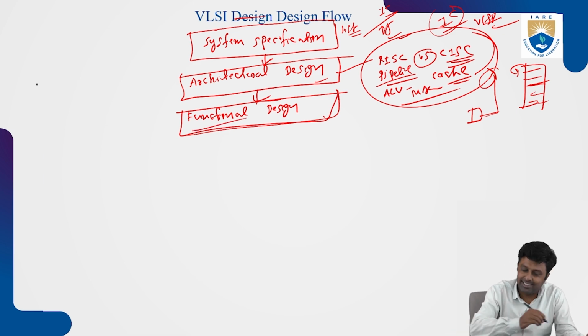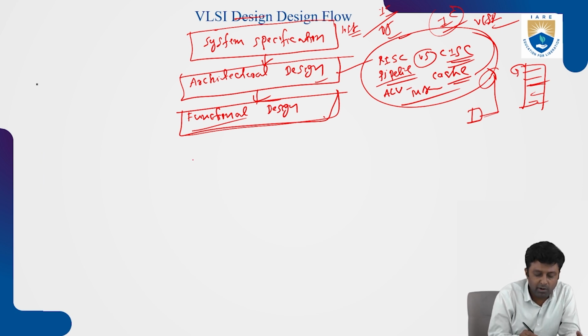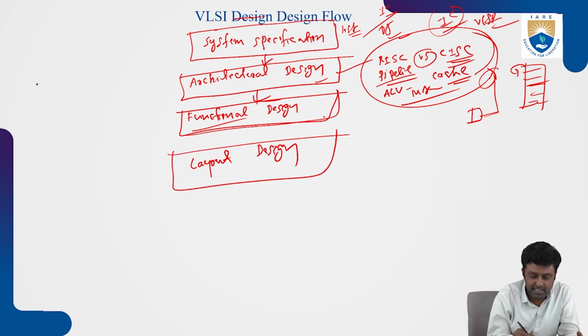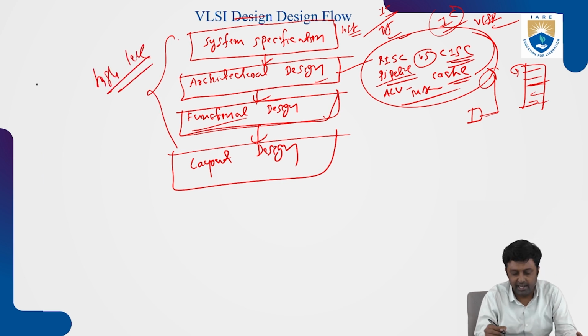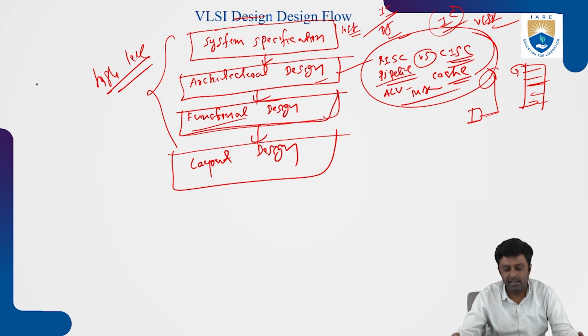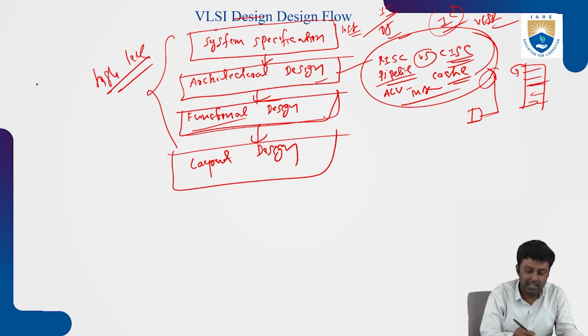Once the design is ready, once it is working properly, then we'll go for the layout design. So now we'll be going for the physical design, that is layout design. These three steps will come in the high level design. In the layout design, we'll be discussing how this design is put in the form of layouts.